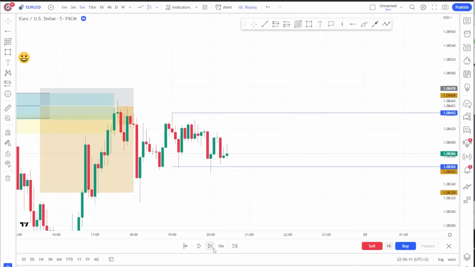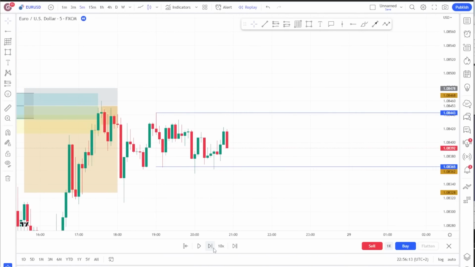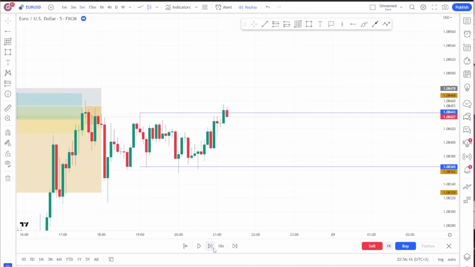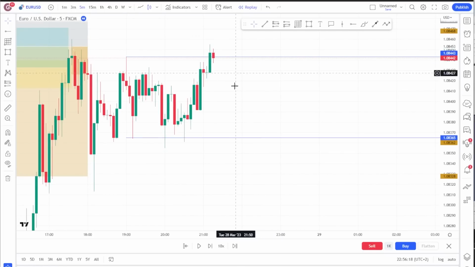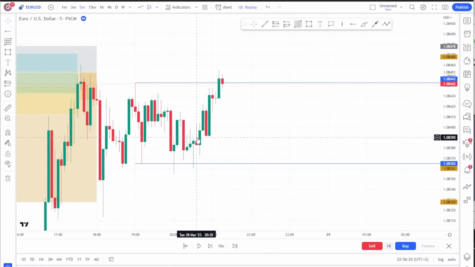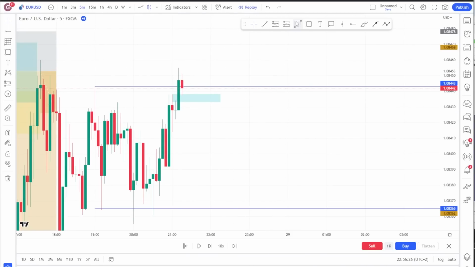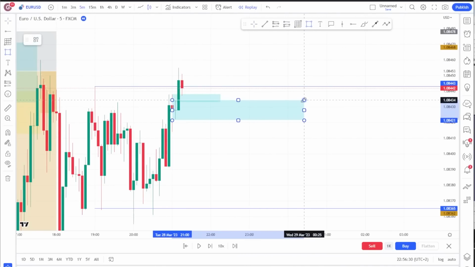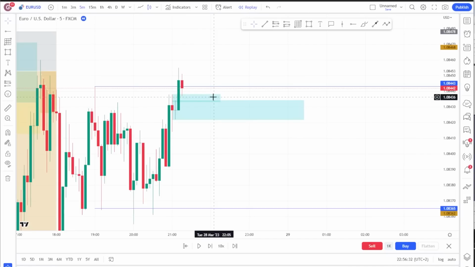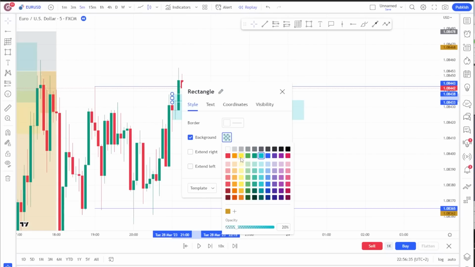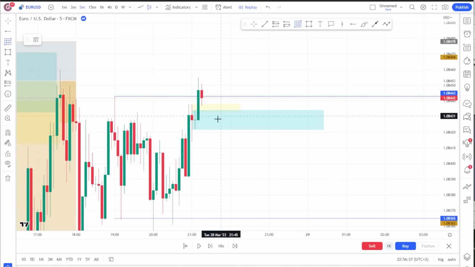Okay, and you can see that it's rejected that low as well. So it's broken out. There is no real clear fair value gap except for this, and bearing in mind that this is not in a very discounted area. So let's see if this plays out. This of course is our fair value gap that I'll put in yellow.